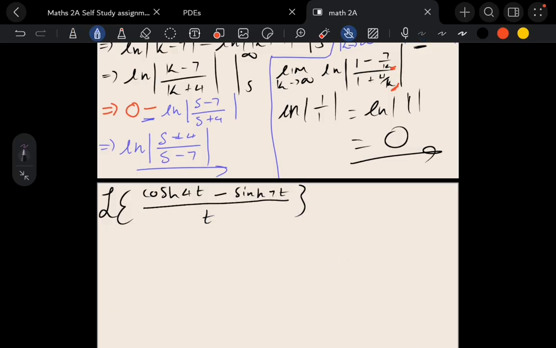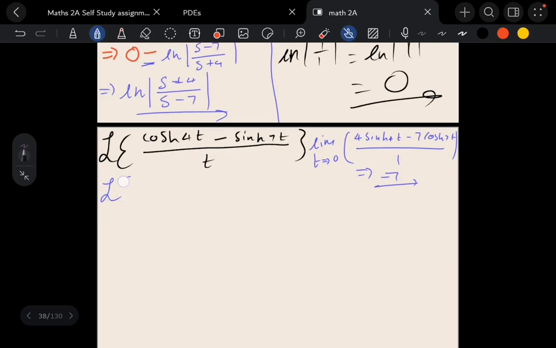You know by now that to find the Laplace transform of this, we need to find the limit as t approaches 0, but we need to use L'Hopital's rule. Take the derivative of the numerator. The derivative of the numerator is going to be negative 4 sine 4t plus 7 sine 7t, divided by 1. The answer that you're going to get here is 0. So the limit exists. So what is the next thing that you need to do? We need to find the Laplace transform of the numerator. What is the Laplace transform of that numerator that you're going to have there?